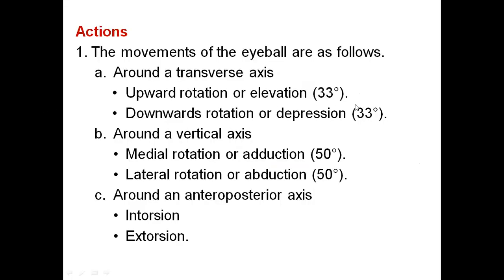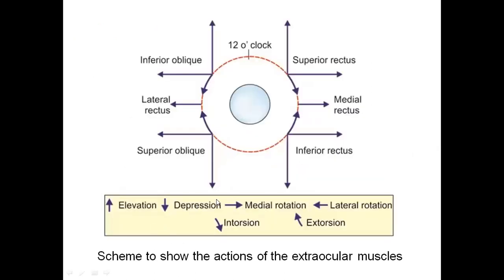Now the action of eyeballs are around the transverse axis. We have upward rotation or elevation, downward rotation or depression. Around vertical axis, we have adduction and abduction. Around antero-posterior axis, the movements are called intorsion and extorsion. Now this picture also I would like everybody to learn. Now see here, this picture beautifully depicts the various actions of the muscles.